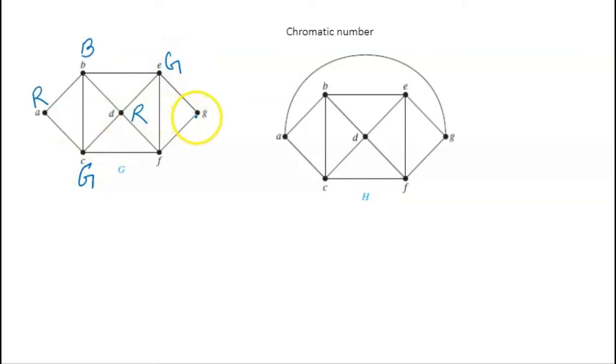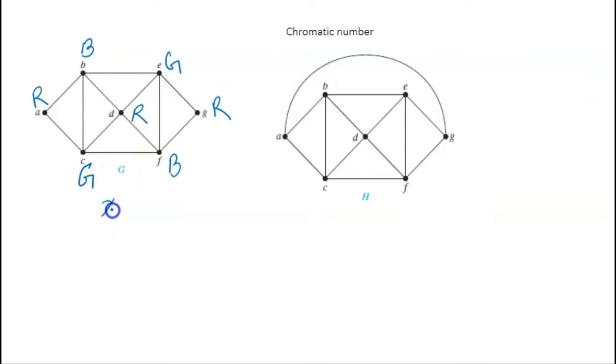And again here you note that this vertex can be assigned either blue color or red color, because we can see that G is neither adjacent to D nor B. So let us assign it red color. And if I look at this one here, we can't assign red or green, so we can assign blue color to it. So now how many colors are needed to color this graph?